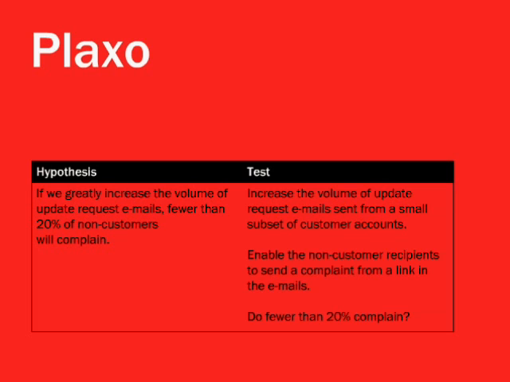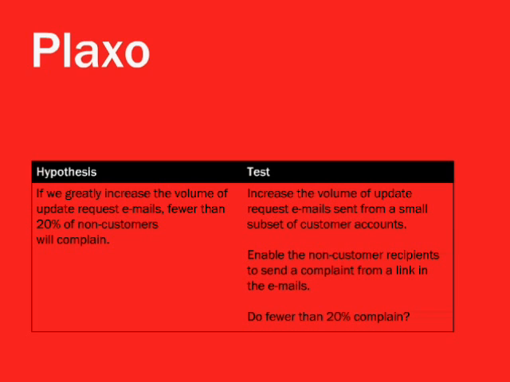A test you might do is, if we increase the volume of update request emails sent from a small subset of customer accounts and enable the non-customer recipients to send a complaint from a link in that email, do less than 20% complain? Again, this is just one way you could test this, just one way you could form the hypothesis. But they waited a long, long time to do it and got to the point where they were getting bashed in the media, and they felt it could affect their future growth prospects as well as their business prospects, because they were a startup hoping to move much further.